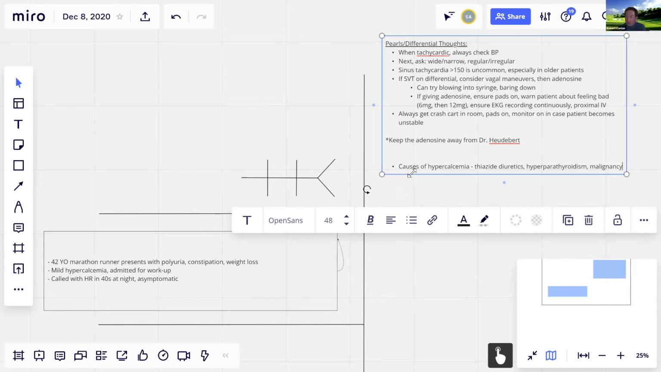Yeah, so time out, Kiara. The nurse calls you. The guy's lying there. His heart rate's 40. She wakes him up. He feels fine. His blood pressure's fine. So okay, what do you want to do for the pulse of 40?